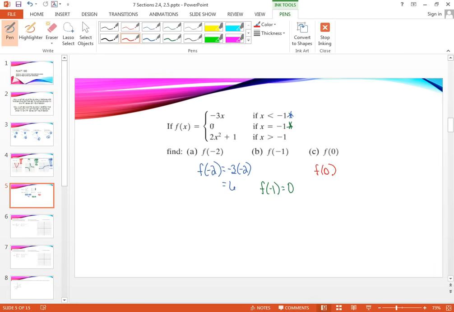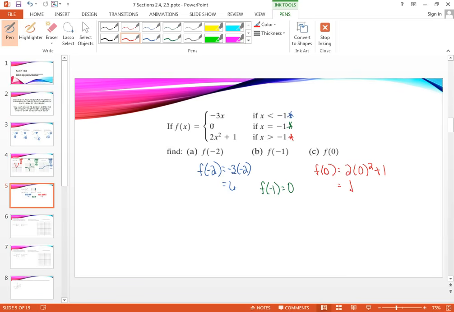All right, x is 0. So look at your conditions. See which condition this fits. 0 is bigger than -1, so it's this last condition. So that means I plug 0 into that last part of the equation, and I get +1.